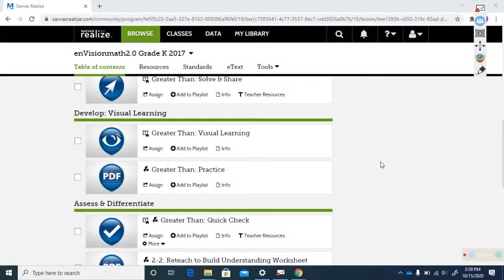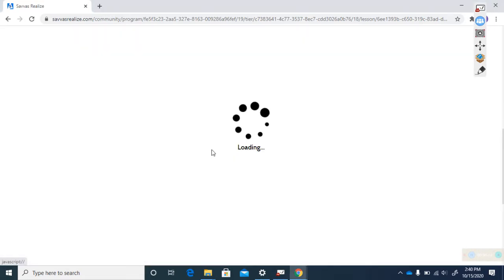This is the visual learning activity on the top of page 98. Go ahead and make sure you have that in front of you and then watch the video.